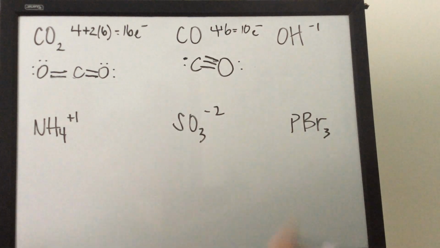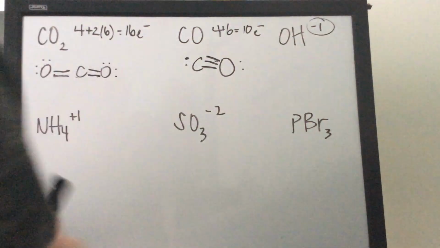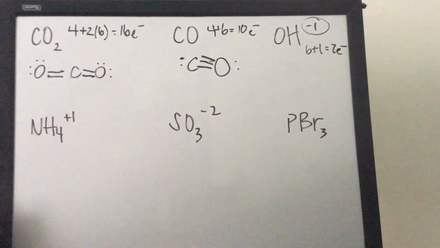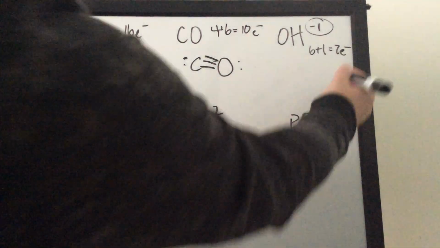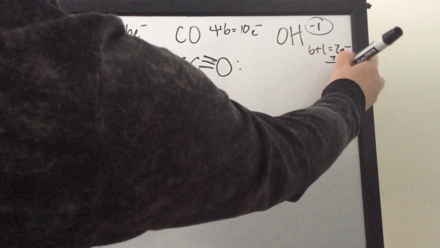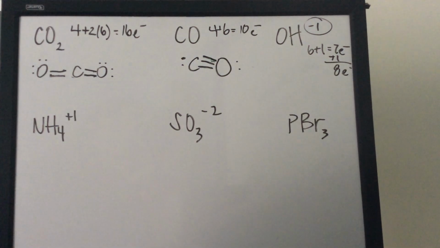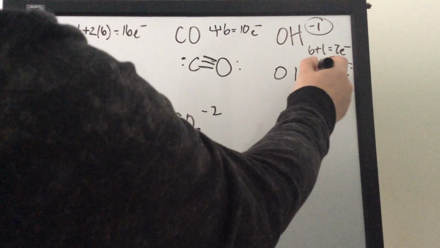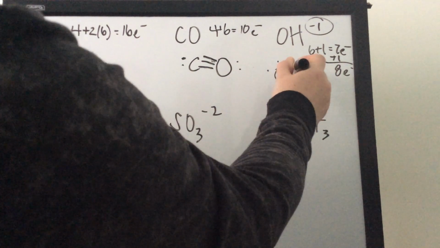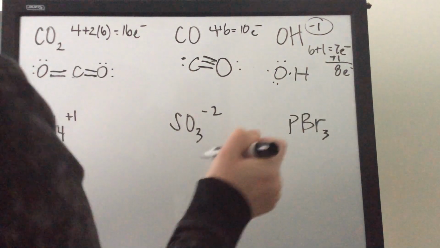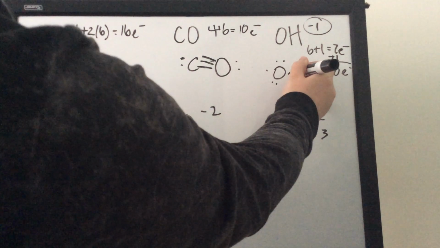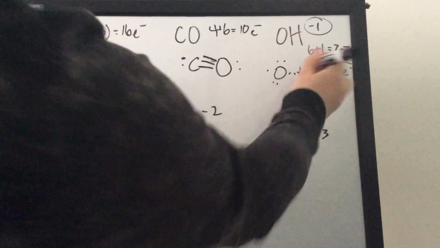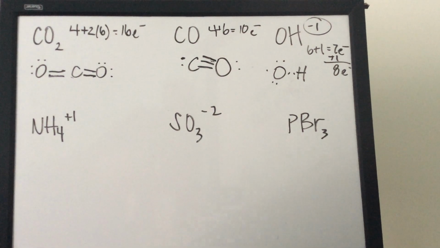Okay, OH minus 1. It's an ion, so we have to keep that in mind. Oxygen brings me 6, plus 1 for hydrogen is 7, but it's a negative ion, which means it's gained an electron. So it doesn't have 7, it actually has 8, and I'm going to have to add that electron in. So side by side, 1, 2, 3, 4, 5, and 6, and 1 on hydrogen. Sorry, let me redo that. There we go. 1 on hydrogen. I connect them to form a bond.